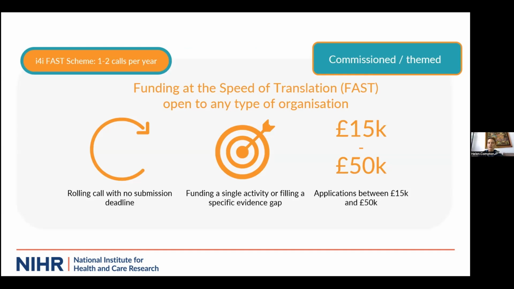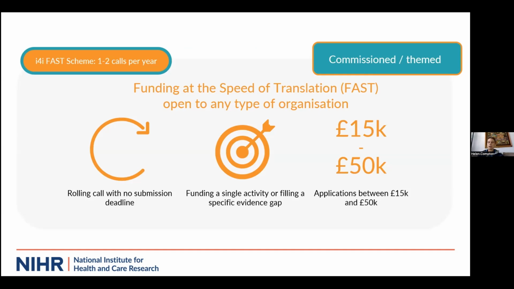And then finally, we have our FAST scheme, which is really popular. And we have 1 to 2 calls a year. And it's called Funding at the Speed of Translation. And it's an open rolling type call with no submission deadline. The department says, right, we've got this amount of money. We want you to open a call now. We open a call. Applications come in. Once that funding is committed, then the call closes because there's no more funding available.